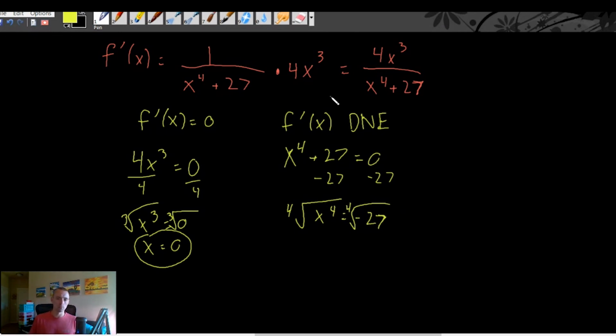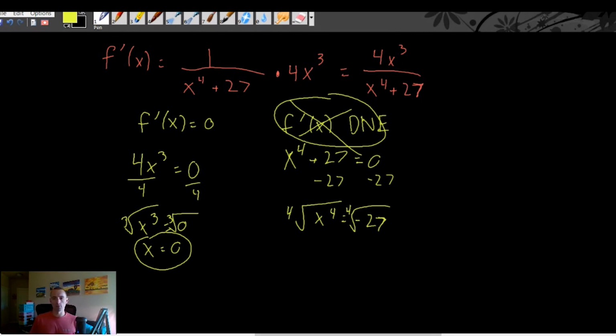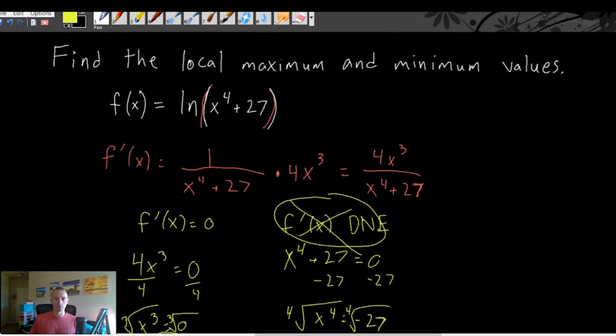So as a result, we don't get any critical numbers from trying to figure out where f prime of x does not exist. But we do have the critical number x equals 0. So x equals 0 is going to be our only critical number of this function.